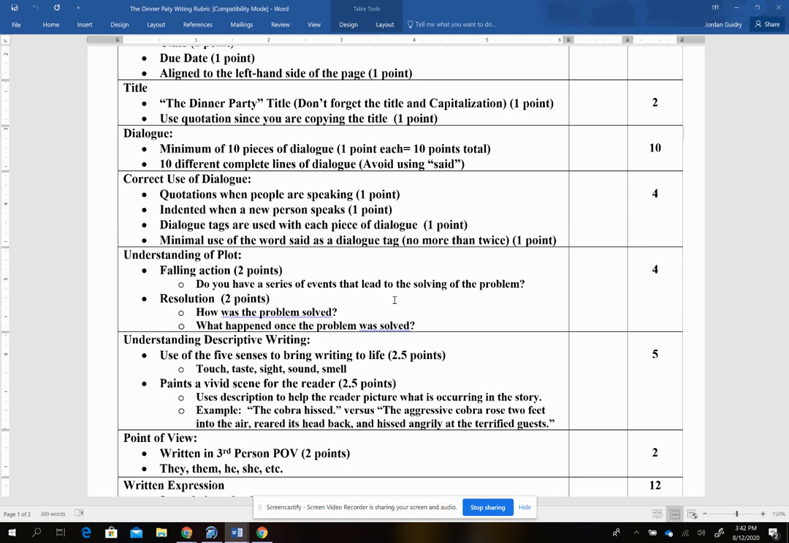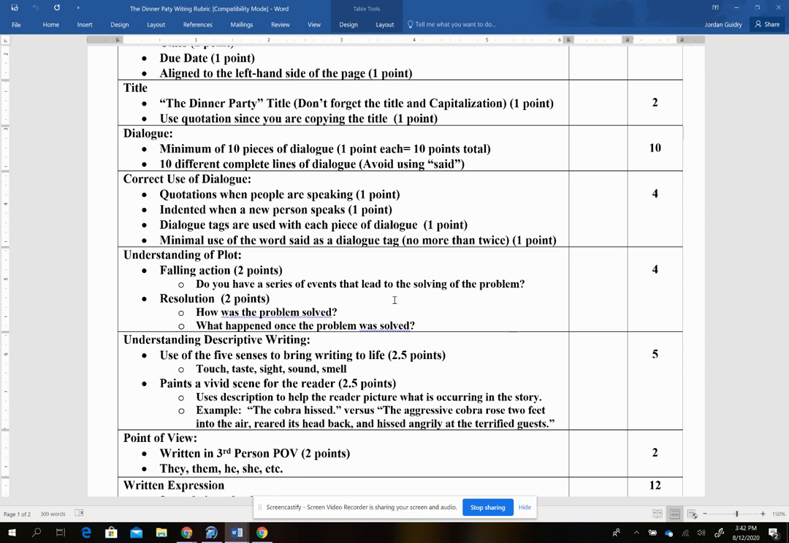Then your resolution. This is going to be, how was the problem solved? So what was the thing that he did that fixed the problem? And then what happened once the problem was solved? So what was the major ending to the story? If you think about the story, How to Eat Fried Worms, it ends with the boys talking about what happened after one of them won the bet, who won, and how they used the prize money.